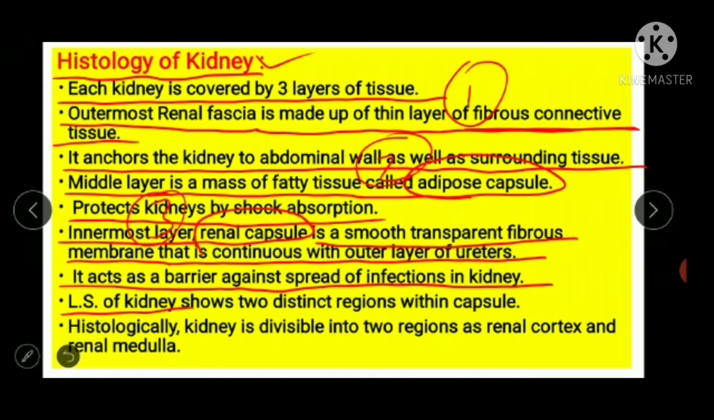LS of kidney, that is longitudinal section of kidney. It shows two distinct regions within the capsule. Histologically, kidney is divided into two regions, renal cortex and renal medulla. So, let us study the histology of kidney.